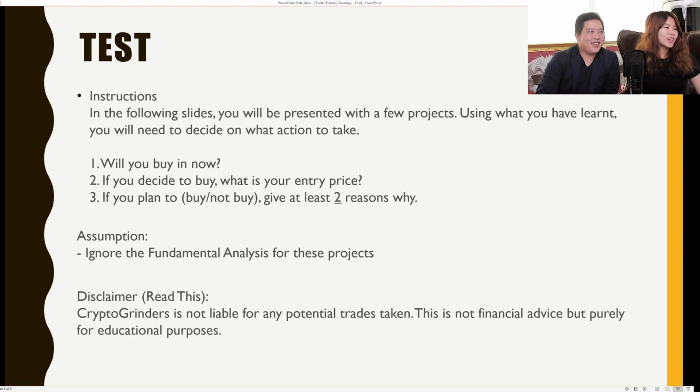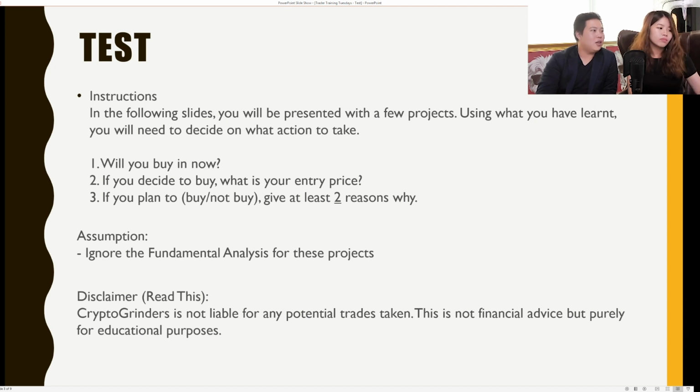Okay. Next. Test. In the following slides, you'll be presented with a few projects. Using what you have learned, you will need to decide on what action to take. Number 1, will you buy now? Number 2, if you decide to buy, what is your entry price? Number 3, if you plan to buy or not buy, give at least 2 reasons why. At least 2 reasons. So we're just going to give 2. Okay. So assumption, ignore the fundamental analysis for these projects.